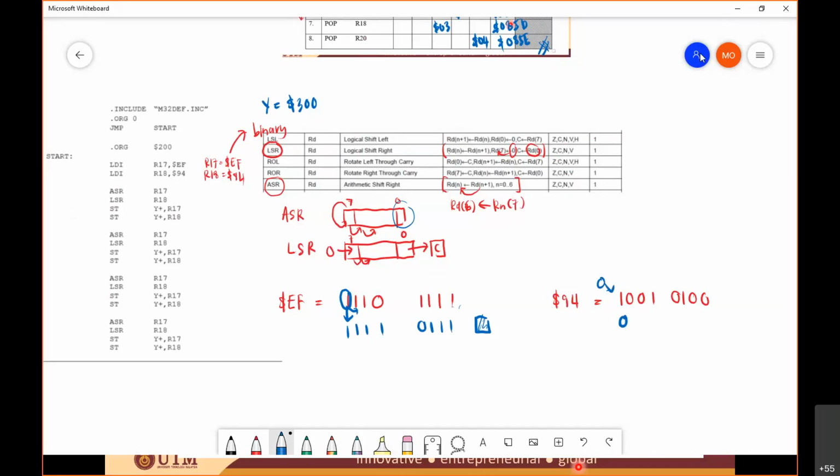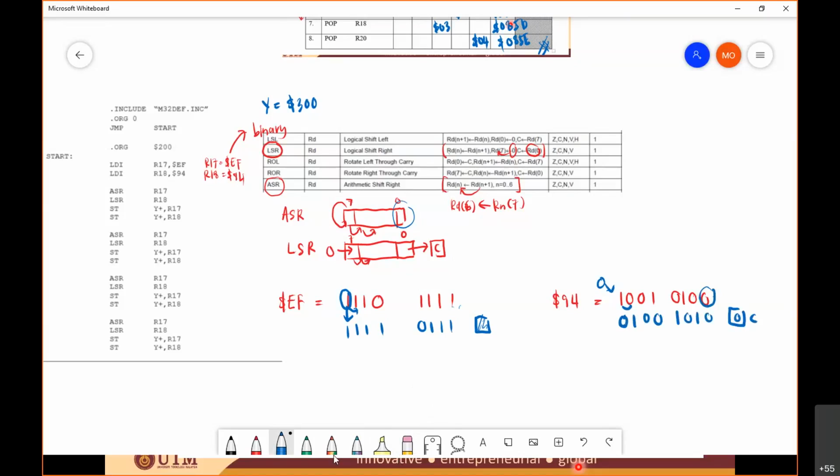Okay, and then the rest will shift to the right by 1 bit. So it will become empty. Sorry, 1, 0, 1, 0, 0, 1, 0, 1, 0. What about this 0 here? This 0 will go into your C.